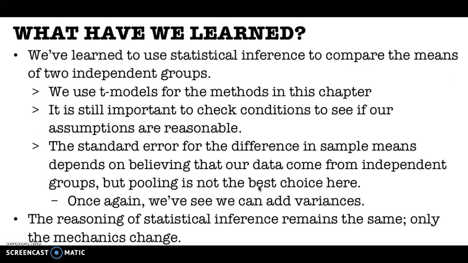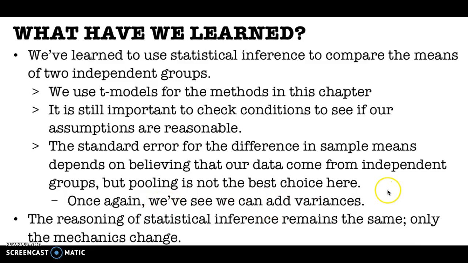So what have you learned? We've learned to use statistical inference to compare the means of two independent groups. We use t-models for the methods in this chapter. It is still important to check conditions to see if our assumptions are reasonable. The standard error for the difference in sample means depends on believing that our data come from independent groups, but pooling is not the best choice here.